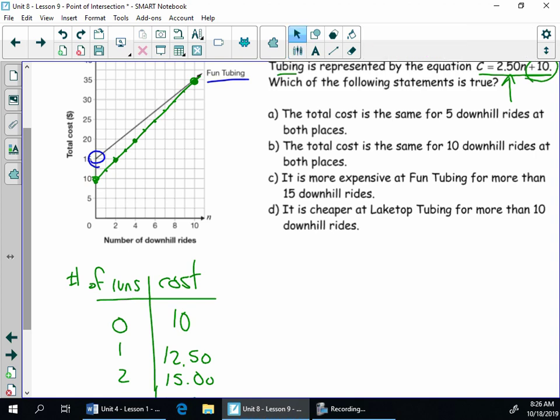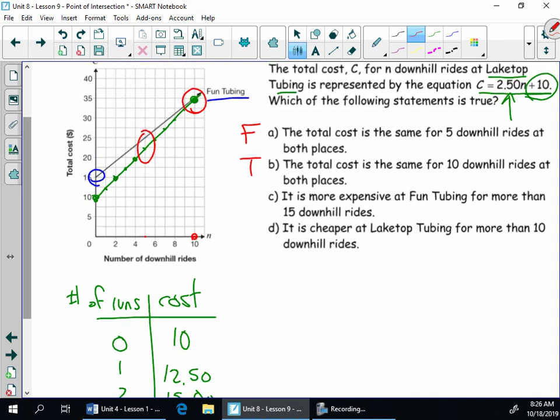Okay, let's look at our statements they want us to analyze. The total cost is the same for 5 downhill rides. Well, here's 5. Those costs are definitely not the same. False. The total cost is the same for 10 downhill rides. Well, there's 10, and hey, that's the point where we said that must be true. And just to compare the last to make sure that we didn't mess up, it's more expensive at Fun Tubing, that was the original line, for more than 15 downhill rides.